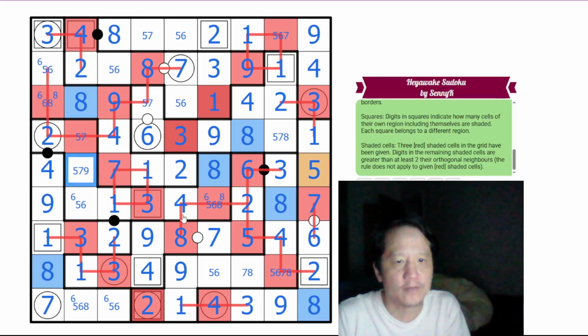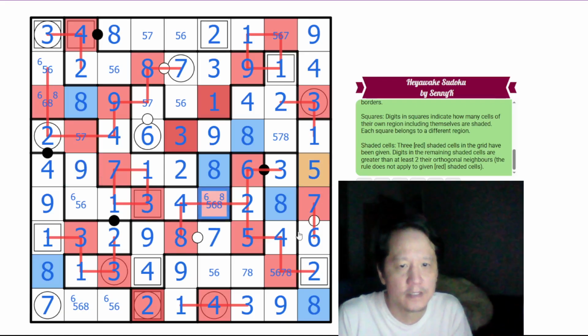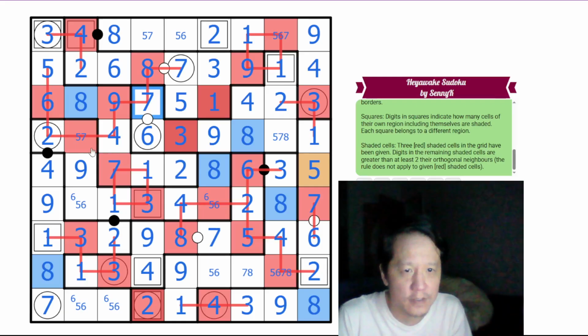This can't be 5 or 7. It's 9. This can't be 8. That means this can't be 8 here. 8 eliminates 8 here, so this is 6, which makes that 5. Which makes that 6, which makes this 5, which makes that 7.